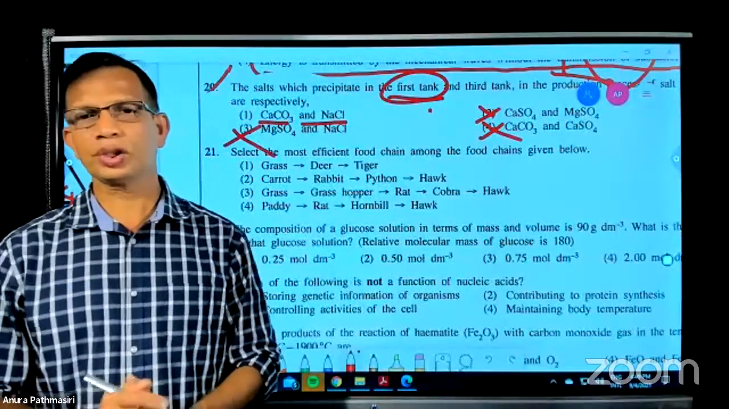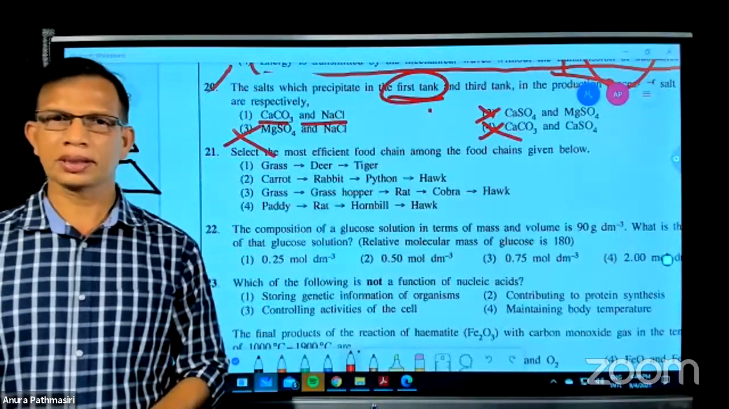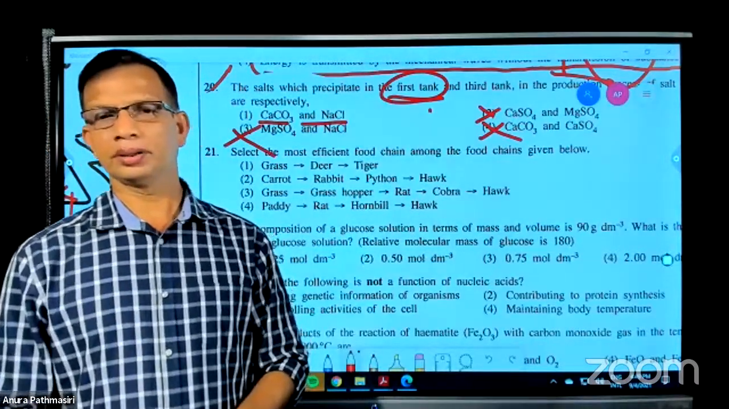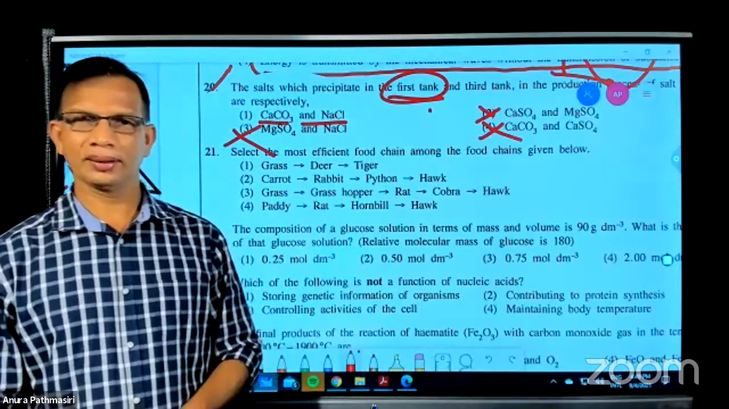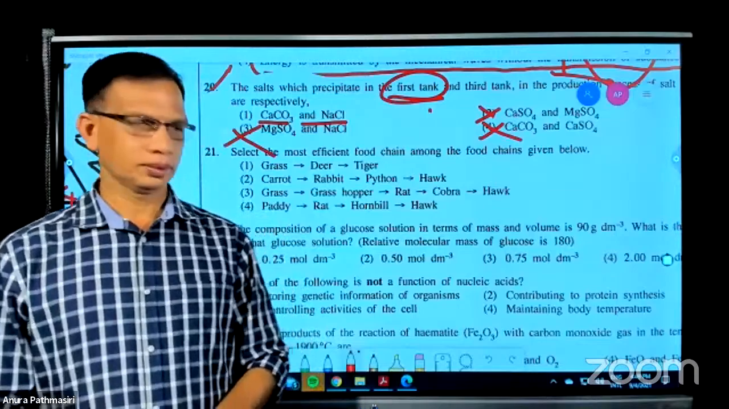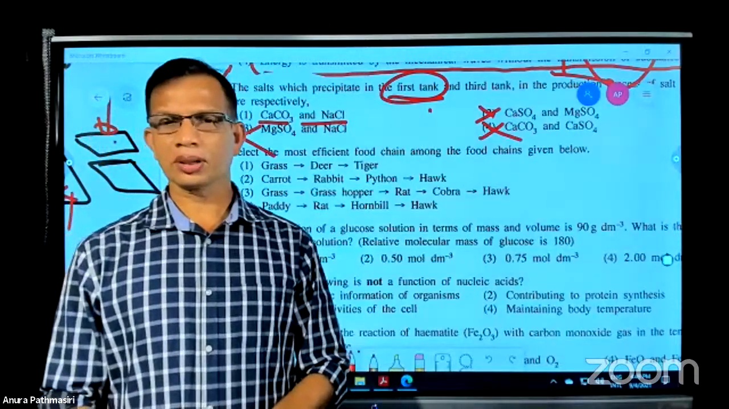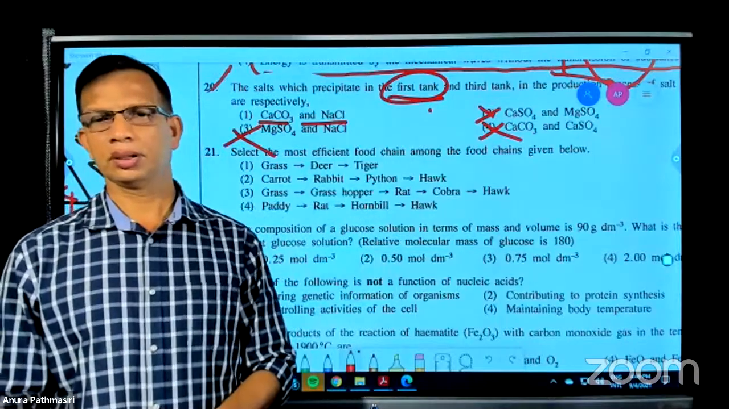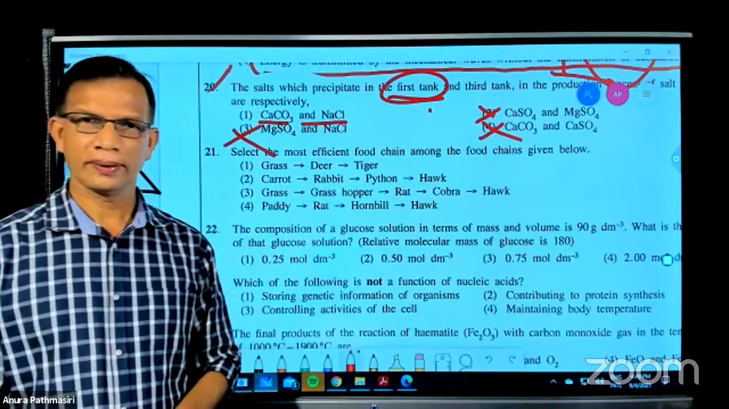Select the most efficient food chain among the food chains given below. Grass, deer, tiger; carrot, rabbit, python. Oh my God, carrot. Do you always have carrots for the rabbits? The government has carrots for the others. Grass, grasshopper, rat, cobra, hawk; paddy, rat, hornbill, hawk.